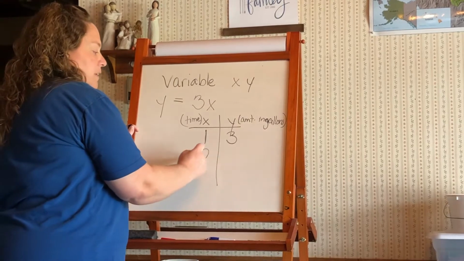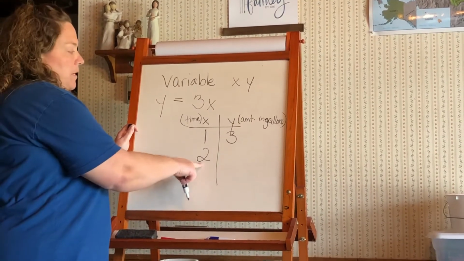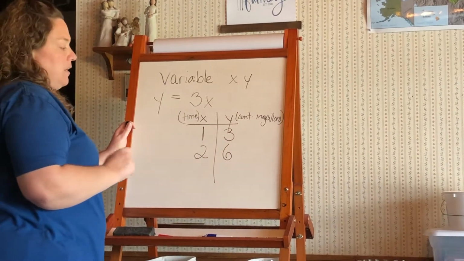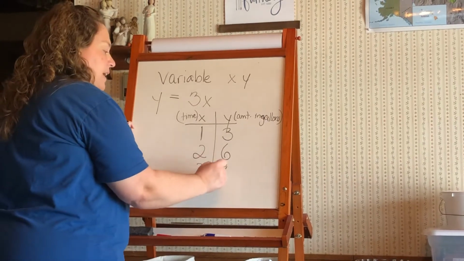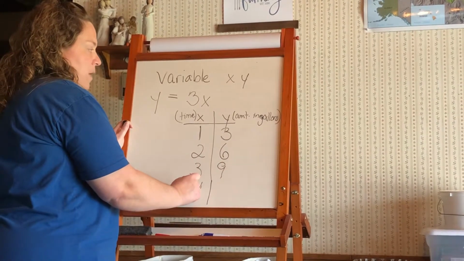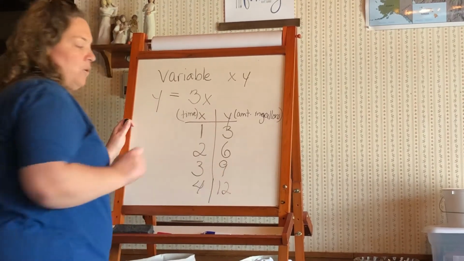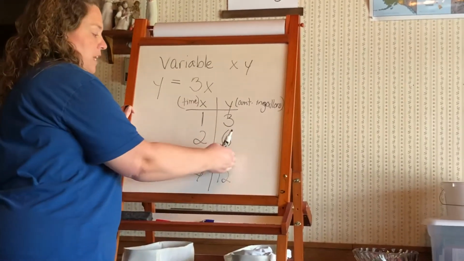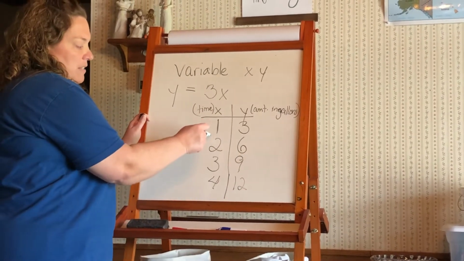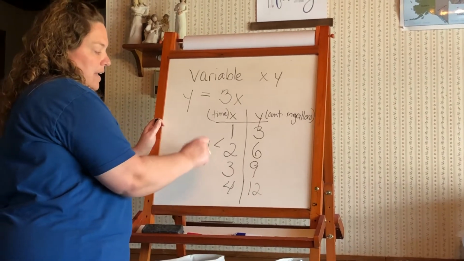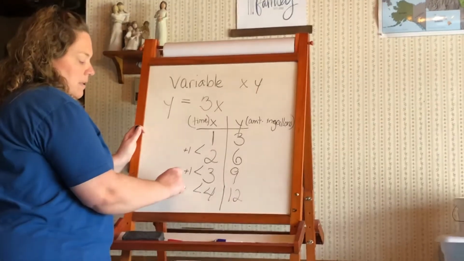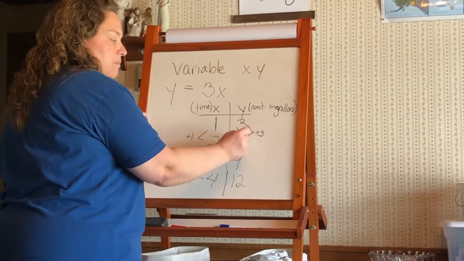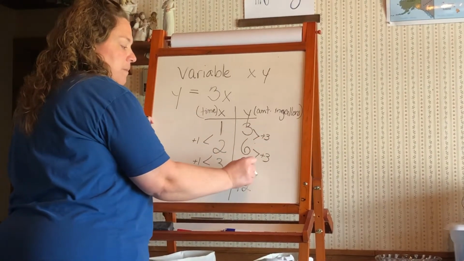What if it ran for 2 hours? Then we would put 2 hours in for X, and it would be 6 gallons. 3 hours would be 9 gallons. We'll do one more. 4 hours, 4 times 3, would be 12. So we can see here a relationship between these two numbers. Do you see that these have increased by 1 every time? What did these increase by every time? They increased by 3 every time.